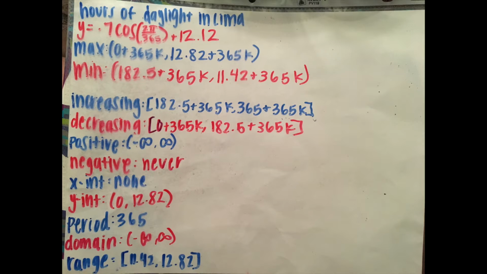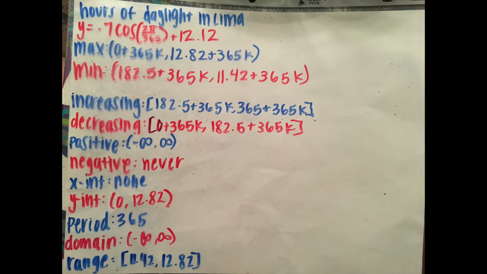And then I got the 0.7 by subtracting the value that I got in the previous explanation, the 12.12, from the maximum of my graph, which gave me the value of 0.7. Finally, I found the 2 pi divided by 365 the same way that I found it in the function for Tokyo. Just like in Tokyo, the period is once again 365. And then I found the minimum of my graph to be 182.5 plus 365k, 11.42 plus 365k.